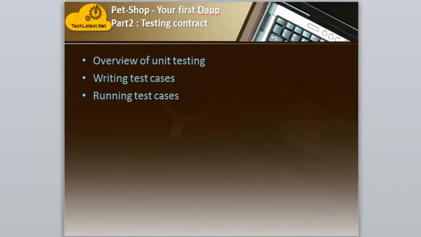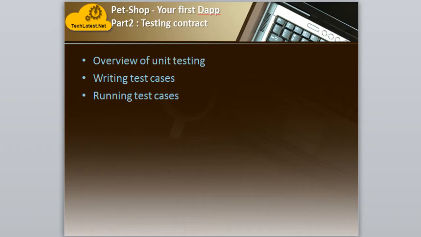Welcome everyone to the second part of our pet shop series. In this session, we are going to test the contract which we developed in our last session. We'll have an overview of what unit testing is. We'll write 3 unit test cases and we'll run those test cases and see the results of them.